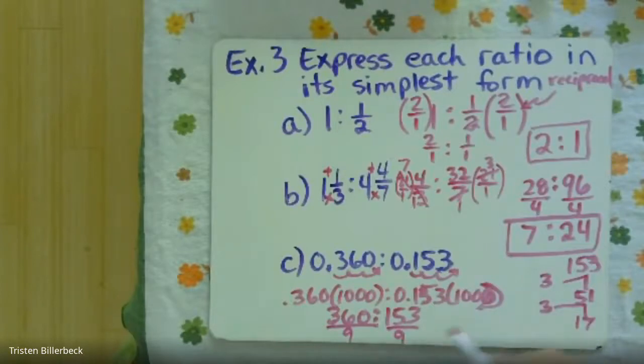So we can divide this by 9. So let's see what we get. So 9 goes into 36 4 times, and there's a 0. And 9 goes into 153 17 times. So we have a ratio of 40 to 17. And 40 is not divisible by 17. It's a prime number, so that's as good as it gets. All right, let me get these other examples in here.